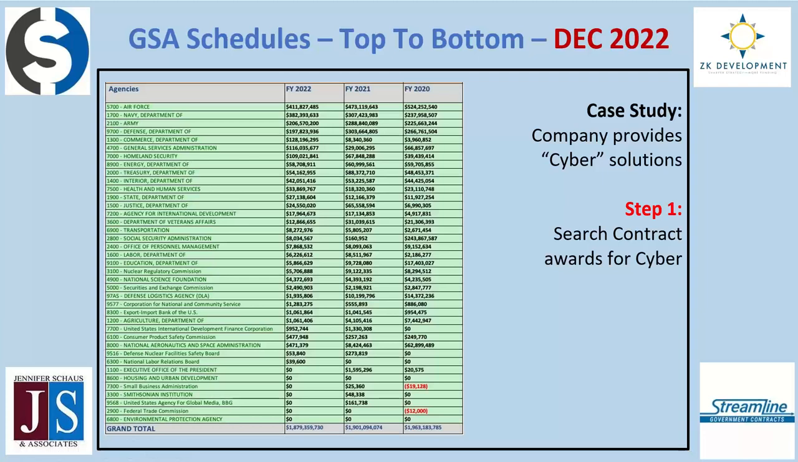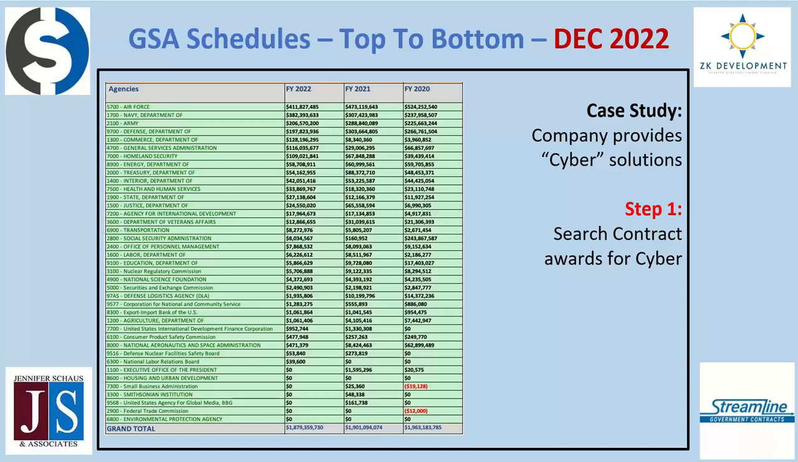So I thought the best way to show how to use data is to do a couple of examples and case studies. The first case study is using cyber as a keyword. The company provides cyber solutions. I know it's super generic, but it does give us some information.